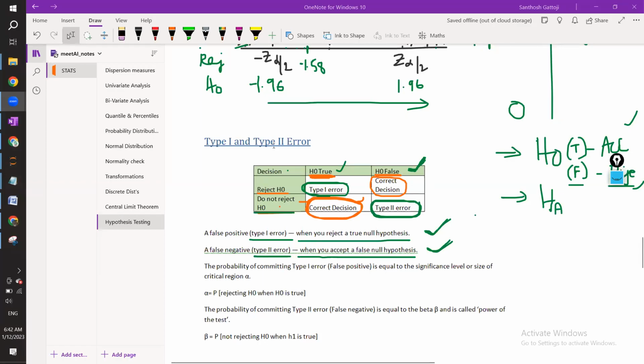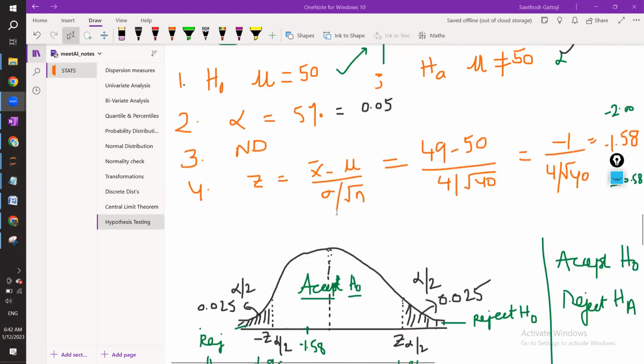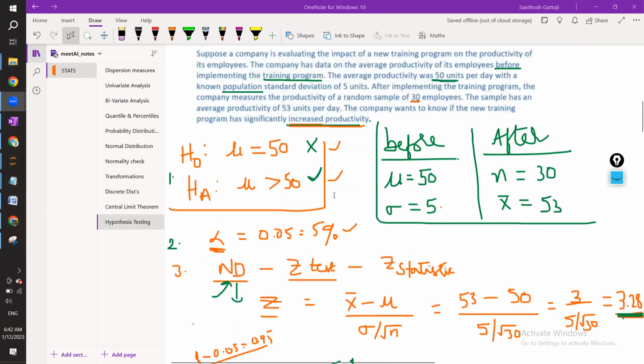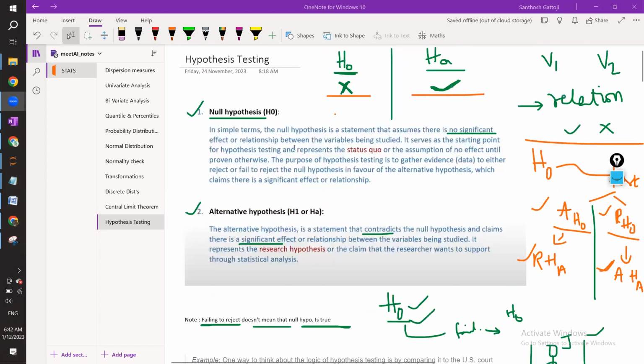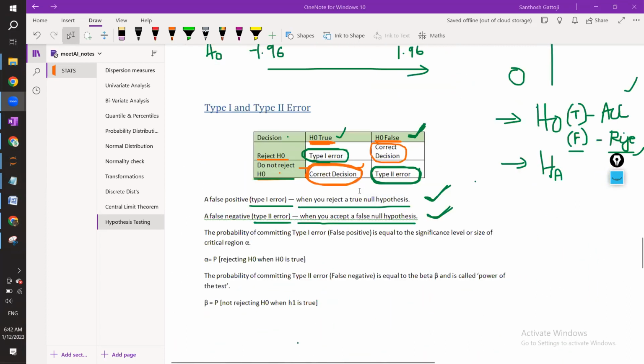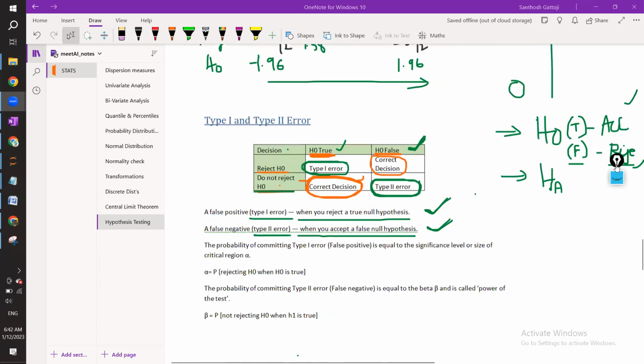Okay, fine, let's start. So yesterday we have seen an example of hypothesis testing. And also I think we started the day before yesterday to understand what is hypothesis testing. Now let's try to discuss this type 1 and type 2 error once again.